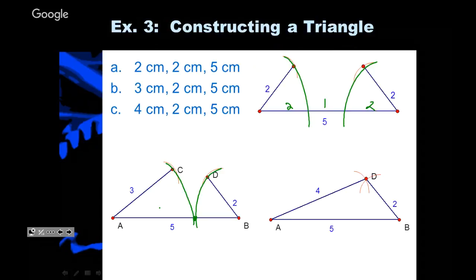Whereas if you go 4, 2, and 5, we see that 4 and 2 do meet at some point, and we get our nice little triangle. So biggest thing, two smaller sides must add up to be greater than the third side. The two smaller sides must add up to be greater than the third side.